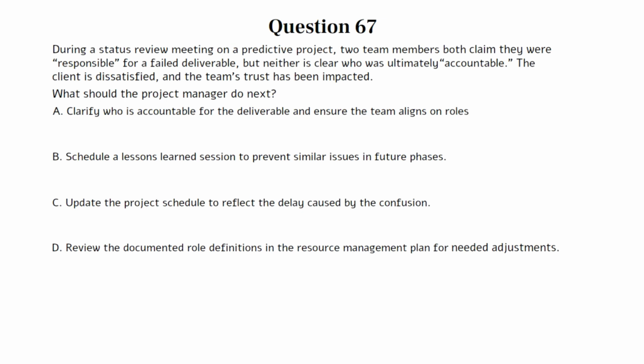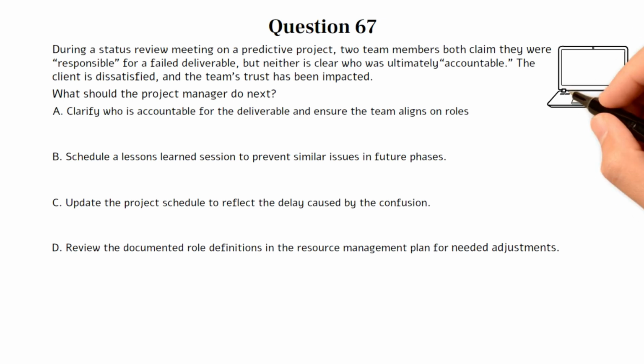A. Clarify who is accountable for the deliverable and ensure the team aligns on roles. B. Schedule a lessons learned session to prevent similar issues in future phases. C. Update the project schedule to reflect the delay caused by the confusion. D. Review the documented role definitions in the resource management plan for needed adjustments. You can pause the video here if you need more time to work on the question.